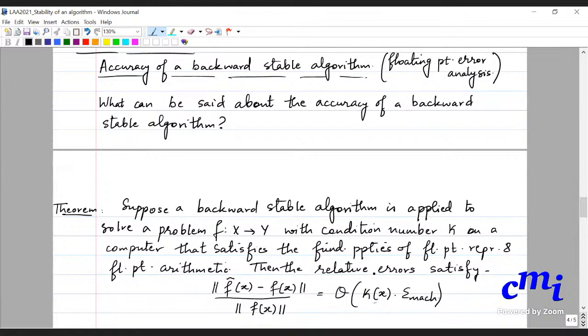So what a backward stable algorithm does is that now the algorithm is good. So the error does not depend much on the algorithm, but it comes down to the condition of the problem itself. Okay, so that is what this theorem says.